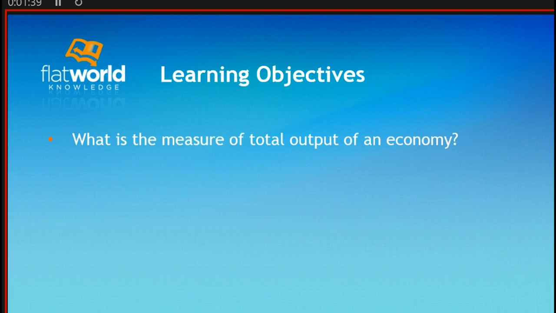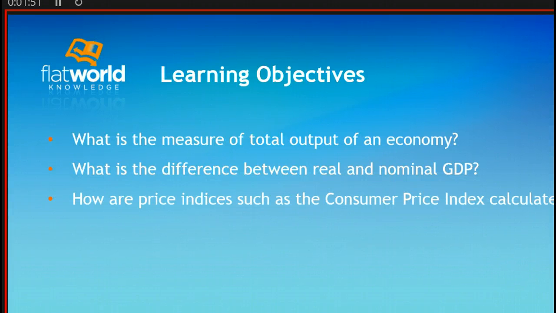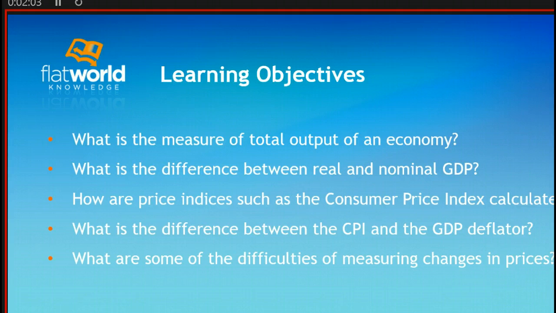We're going to look at how we measure the total output of an economy. What's the difference between real and nominal GDP? And we're even going to learn what GDP is. We're going to find out how price indices, such as the Consumer Price Index, are actually calculated. And we're also going to look at the difference between the CPI, the Consumer Price Index, and the GDP deflator. And finally, we're going to look at some of the difficulties of measuring changes in price.